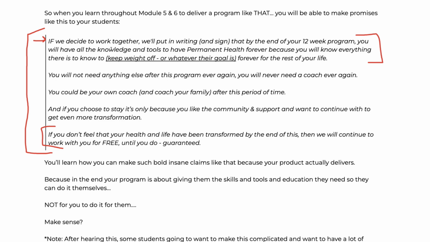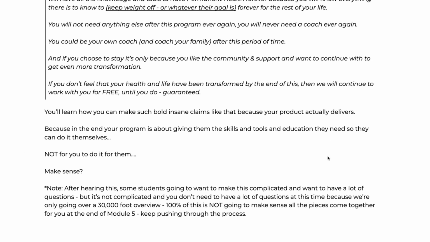Because in the end, your program is about giving them the skills and the tools and the education that they need so that way they can do it themselves, not for you to do it for them.